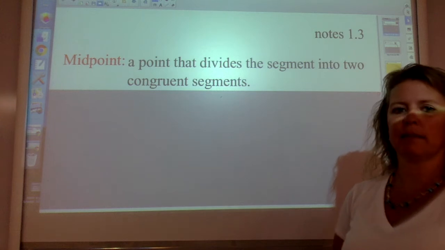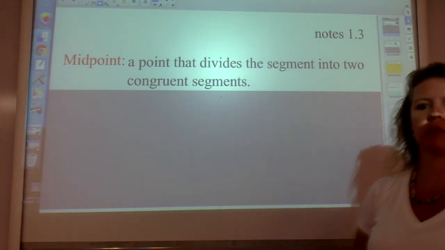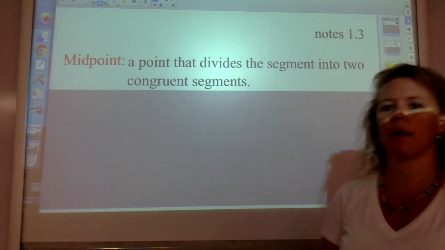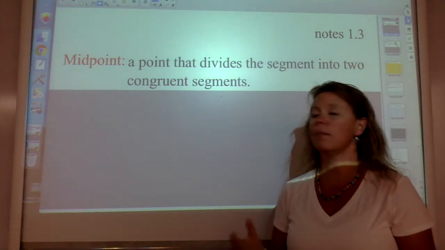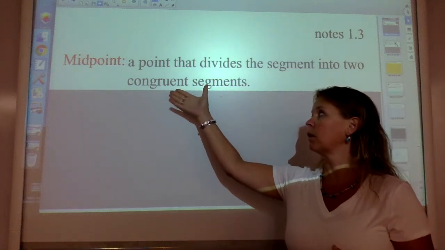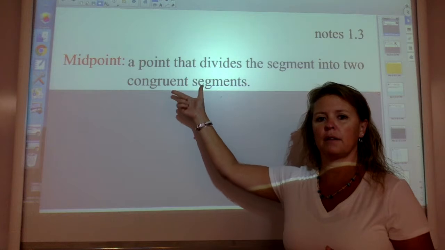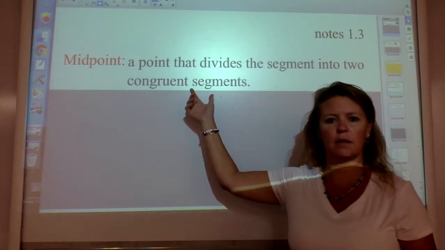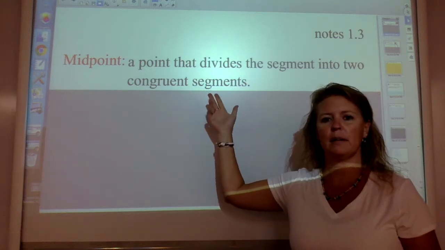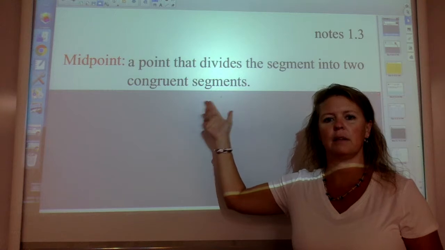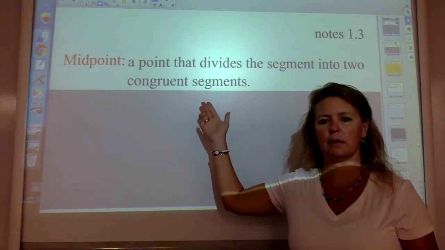It's a point that divides the segment into two congruent segments, but now we're using the word midpoint geometrically with the words congruent that we learned in section 1.2 and the word segment that we learned in section 1.1. A point that divides the segment into two congruent segments.